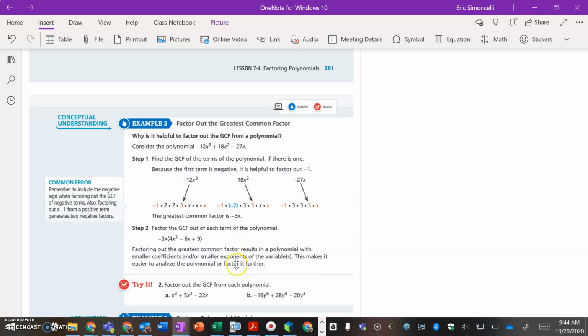Factoring out the greatest common factor results in a polynomial with smaller coefficients, and or smaller exponents of the variable. This makes it easier to analyze the polynomial or factor it further. In the future, we may take this resulting quadratic trinomial and factor it another step or two.